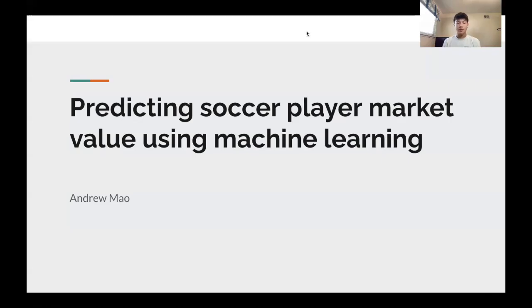Hi, my name is Andrew, and today I'll be presenting my Polygens project, which I've been working on for the past few months, predicting soccer player market value using machine learning. As a lifelong soccer player and avid soccer fan, I hope to understand the increasing power data has in professional sports.